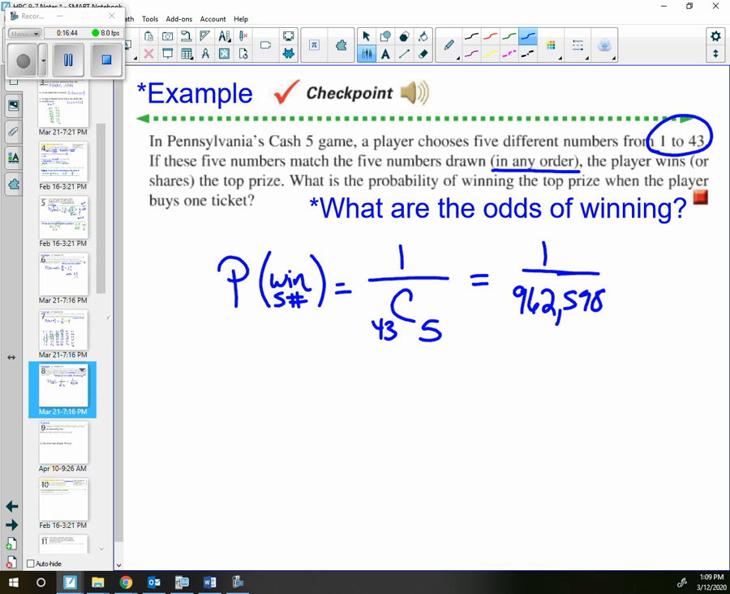So that's the probability. Odds would be, remember, success to fail. So it would be 1 to 962,597. Not great. So not great odds either. So it's just, again, looking for how many different ways is successful.